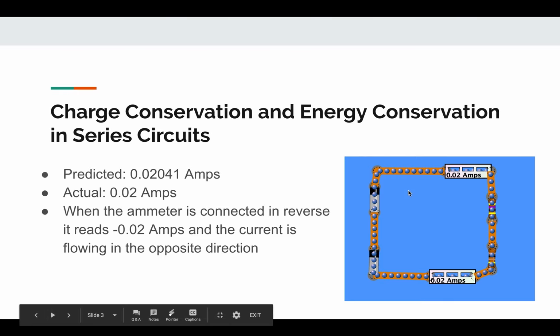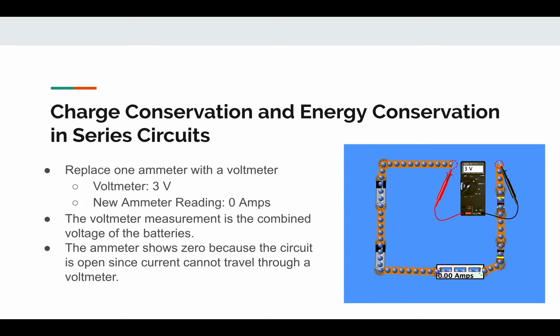When the ammeter is connected in reverse, it reads negative 0.02 amps, and this is because the current is flowing in the opposite direction. Next, when one of the ammeters is replaced with a voltmeter, the voltmeter measurement is the combined voltage of the batteries, and so it reads 3 volts, but the ammeter shows 0 because the circuit is open, since current cannot travel through a voltmeter.